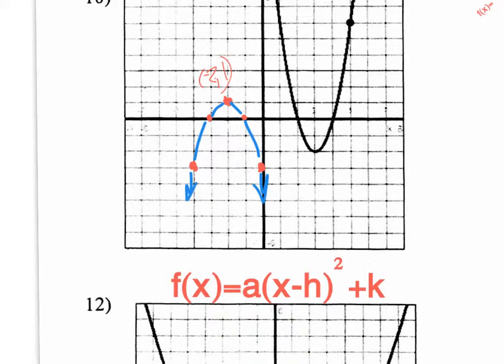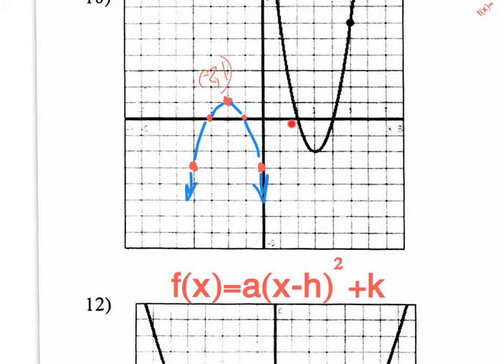So just by knowing that the vertex is negative 2 and 1, you could put the negative 2 right here, which would be positive 2. And you take that 1 and put it out here. And your a value, since it's 1, 1, 2, 4, is 1. So you would say that this parabola has the equation f of x equals 1, parentheses x plus 2, squared, plus 1. The plus 2 came from here, plus 1 came from out here.